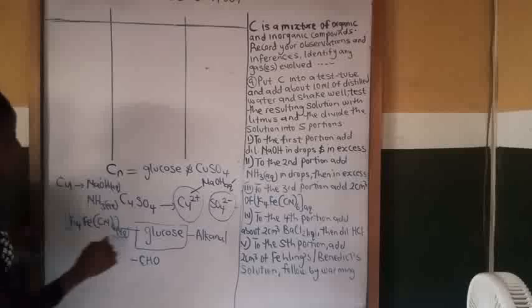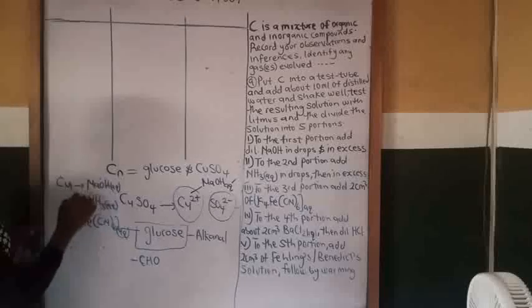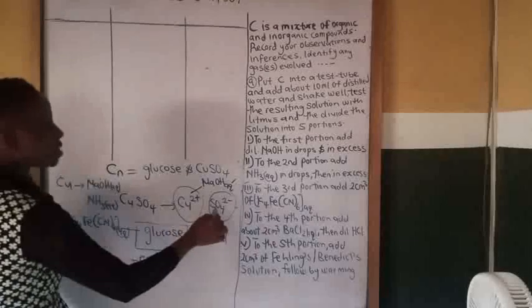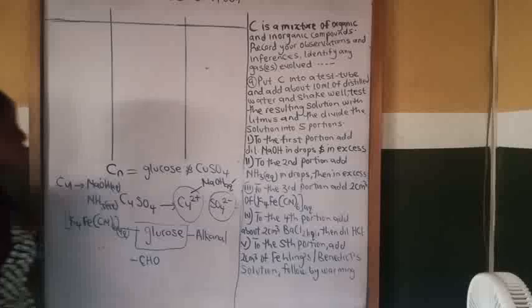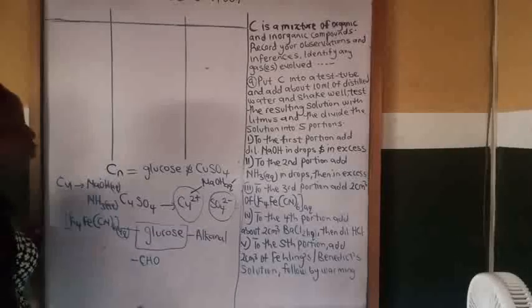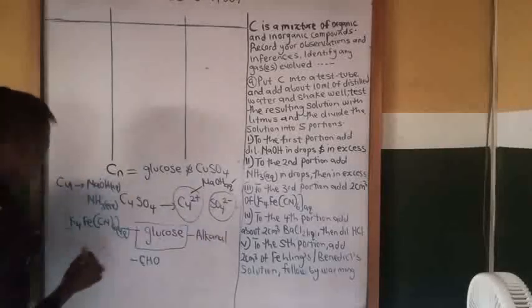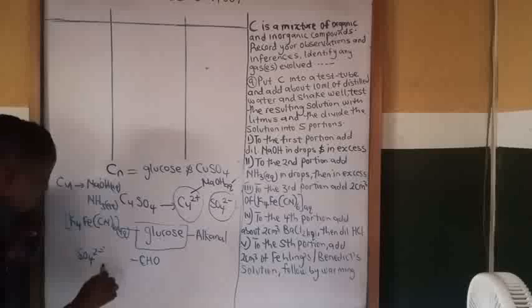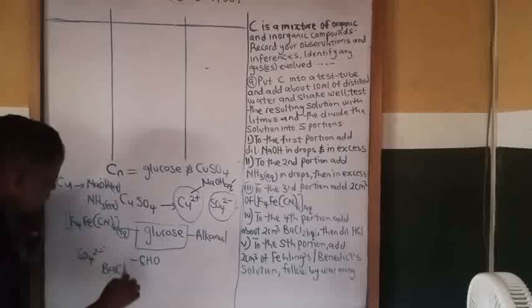Aqueous potassium ferrocyanide to test for copper. So we are going to use these three samples to test for copper. Then let's look at SO4 2-. Don't forget that SO4 2- is an anion. I just explained that we can use barium chloride, aqueous barium chloride.